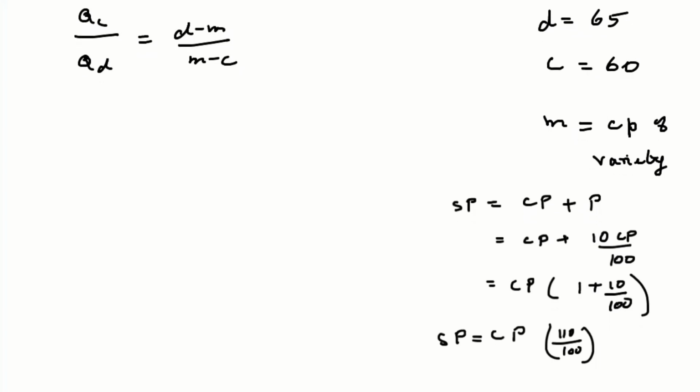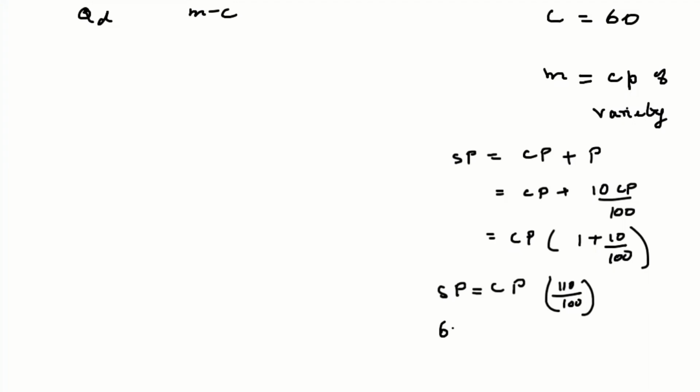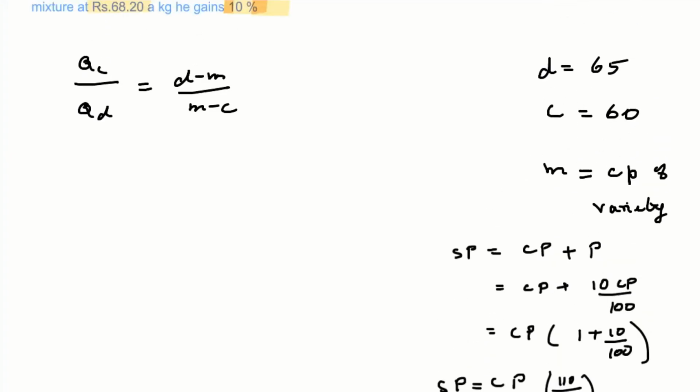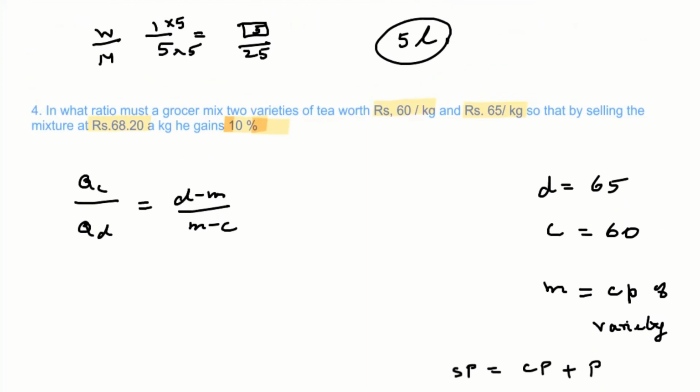Now here the selling price is given as 68 rupees 20 paisa. Into 100 by 110 will give you the cost price, and we arrive at the cost price on simplification as 62 rupees. Now this 110 goes upside down, right? So 62 rupees is the cost price. So always make sure that the M you write here is the cost price of the variety and not the selling price of the variety. Now M I have got as 62.